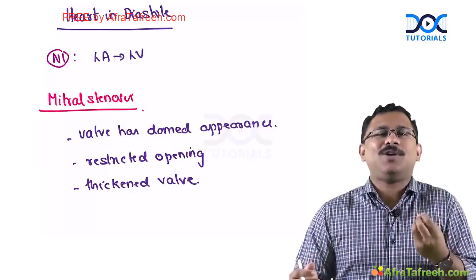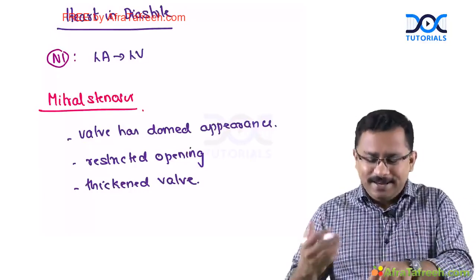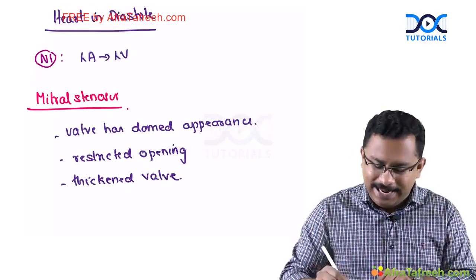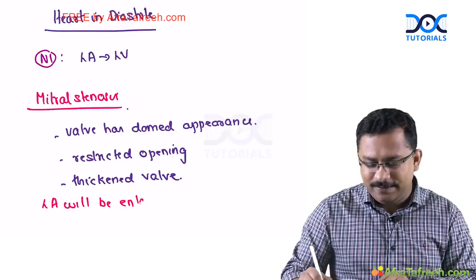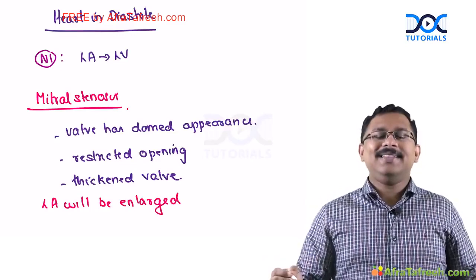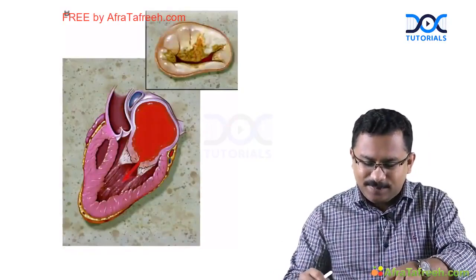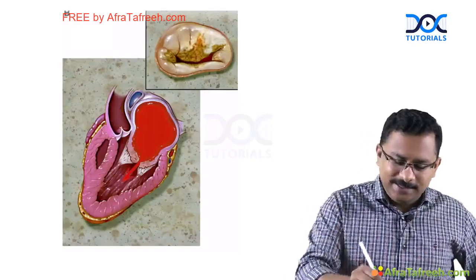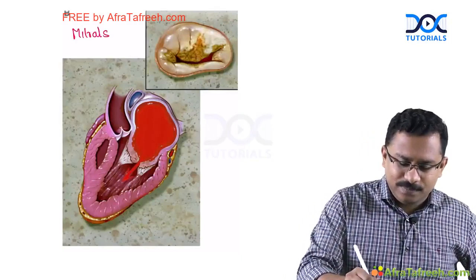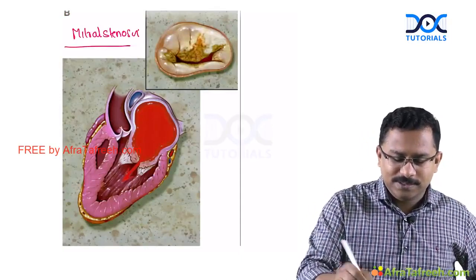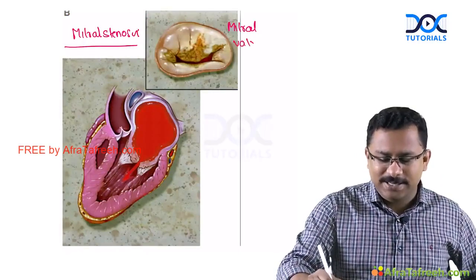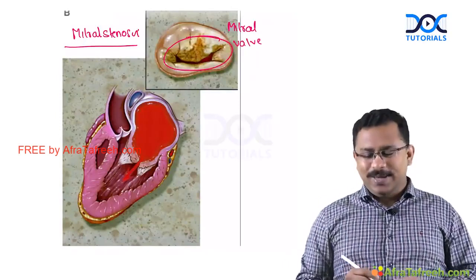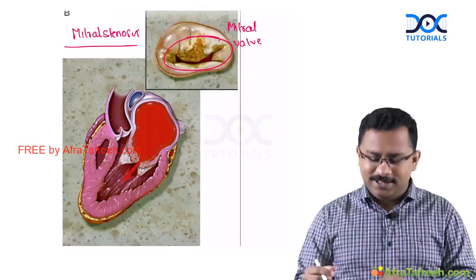As a result, what will happen to the LA? Definitely there will be a back pressure and the LA will be enlarged. You will have an enlarged left atrium. Let's just have a look at the disease process here. So this is mitral stenosis for you. You will have a damaged mitral valve. You can see the disease process. We'll come to the disease process soon in the next module.